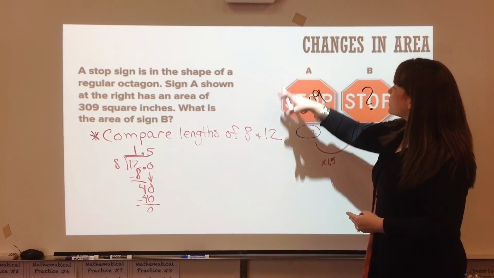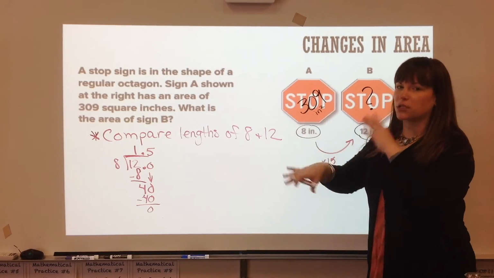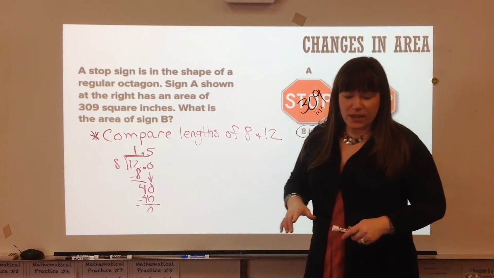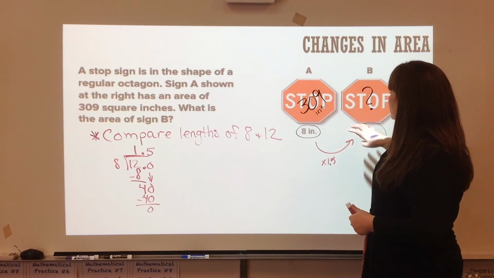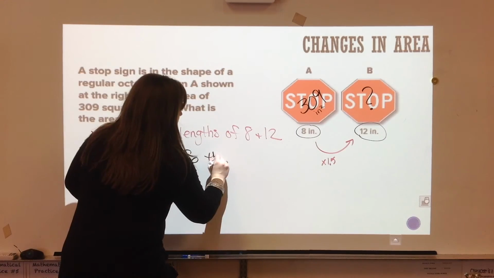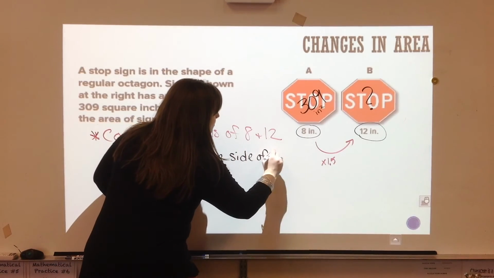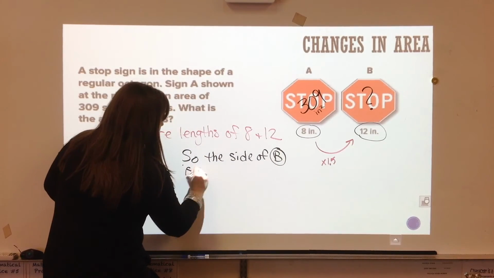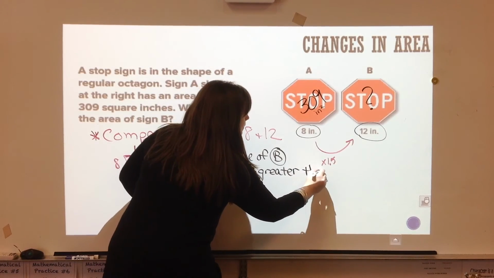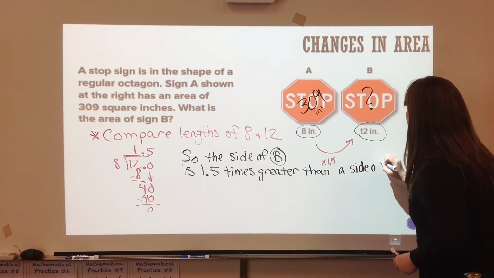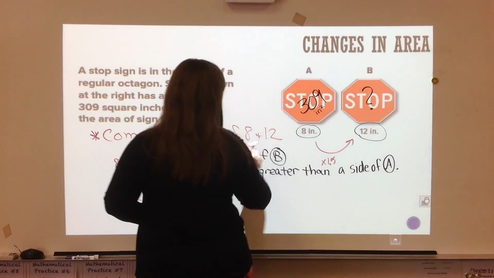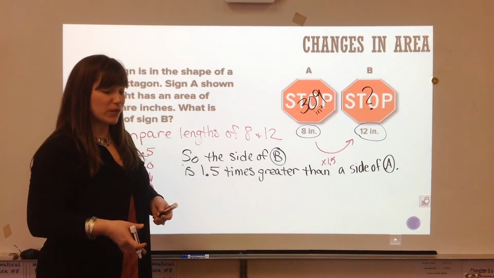Regular octagon means all the sides are the same. We could deconstruct this and find the area of the octagon. I'm not going to, because I know right away that the side of B is 1.5 times greater. That's part of my justification now. So the side of figure B is 1.5 times greater than a side of figure A. That's what we just learned. The relationship between these corresponding sides is multiplied by 1.5.